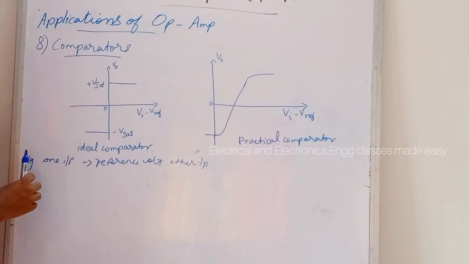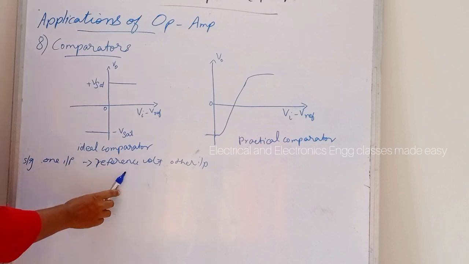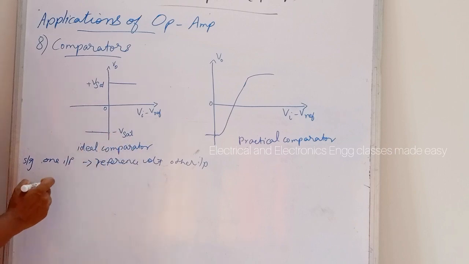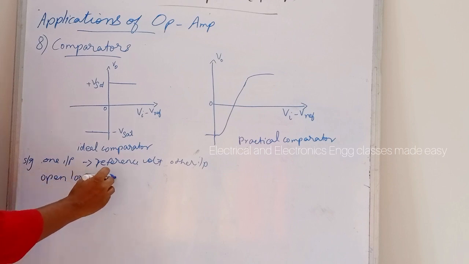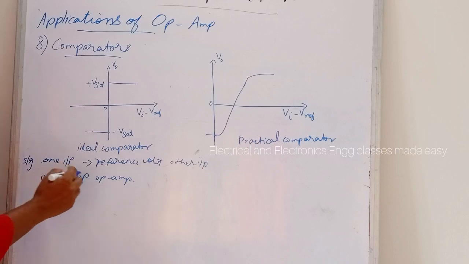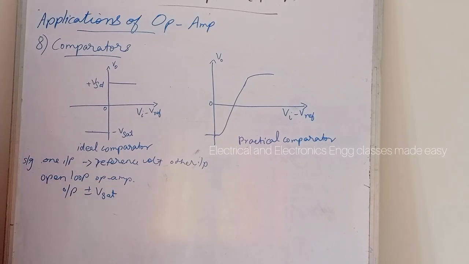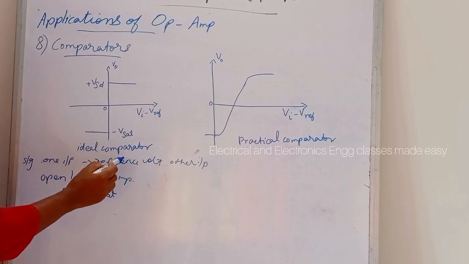So a comparator is a circuit which compares a signal voltage applied at one input of an op-amp with a non-reference voltage at the other input. And it is basically an open loop op-amp with output voltage plus or minus Vsat, that is the saturation voltage. And this is the case of an ideal comparator.